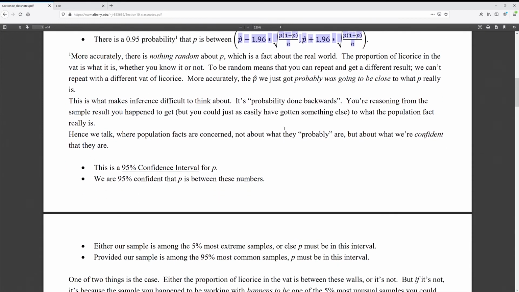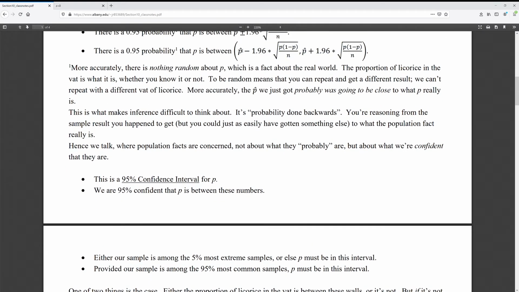What does it actually mean in the real world? So we take a sample, we get some walls, and the bottom line is that the population fact, which is what it is and can't be something else, is either between the walls or not between the walls.